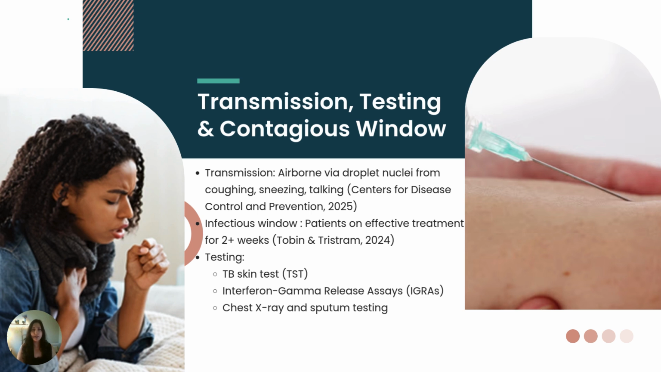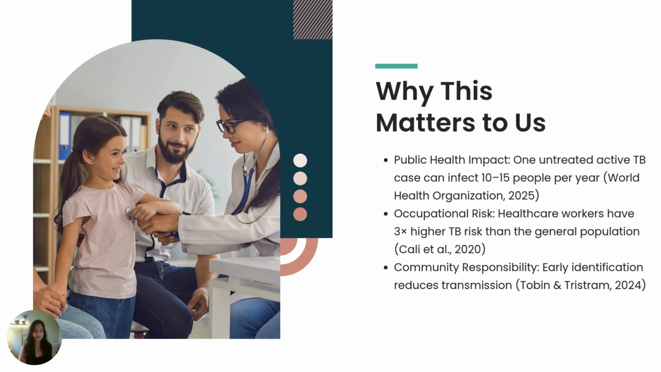A person with tuberculosis is considered contagious until they've been on effective treatment for at least 2 weeks and are showing clinical improvement. For testing, generally a TB skin test or a blood test like an IGRA is used for screening. If someone has symptoms or their skin test comes back positive, then a chest X-ray and sputum testing is used to confirm the diagnosis.